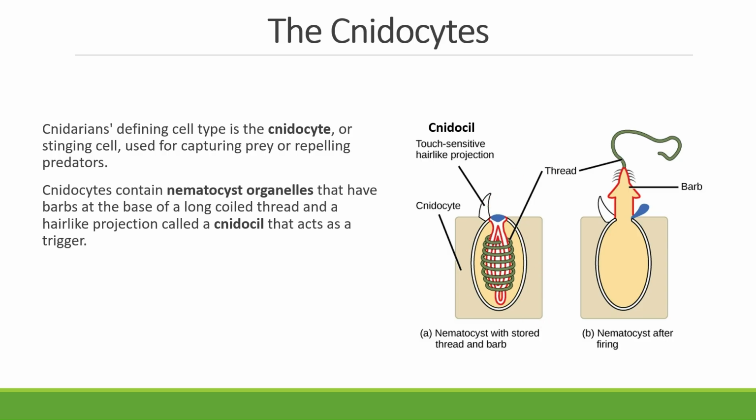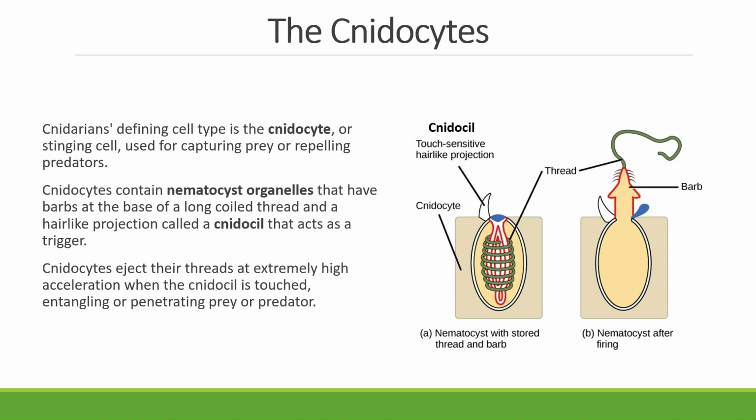When the cnidocyl is touched, the nematocyst fires with incredible speed and force. The thread shoots out, entangling or piercing the prey or predator. Many species also inject powerful toxins through the thread. Some toxins are neurotoxins that paralyze the target. Others are pore-forming toxins that destroy cells. This stinging mechanism allows cnidarians to capture prey and defend themselves even though they have no jaws, no limbs, and often no ability to chase anything. It is one of the most effective weapons evolved in the animal kingdom.